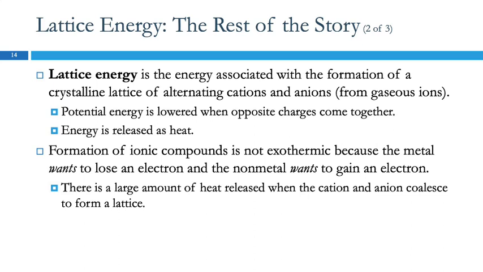It's released as heat. So when we form ionic compounds, it's exothermic, not because the metal wants to lose electrons and the nonmetals want to gain electrons. I talk about it like that myself. But it's because when those ions come together, there's a huge release of energy, a lowering of the potential energy when the ions come together.